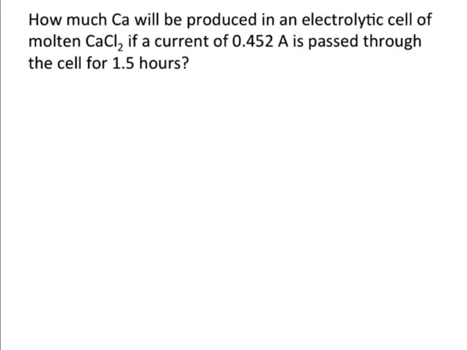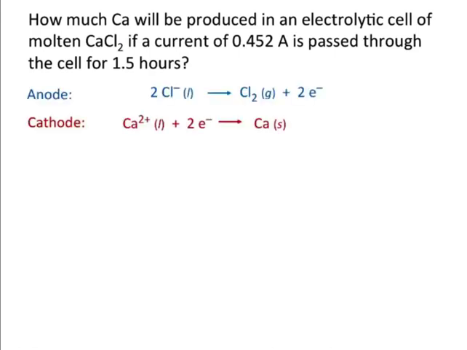So let's practice this. So we got some calcium, and we're trying to make it from molten calcium chloride by electrolysis. So you have a current and you have a time. Those are the two things you need. And so the reaction will look a little something like this.